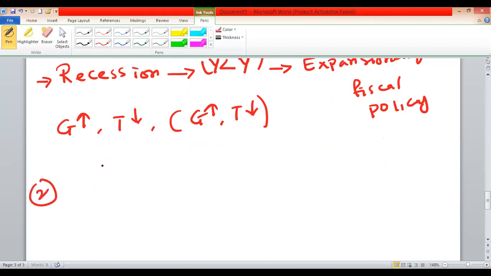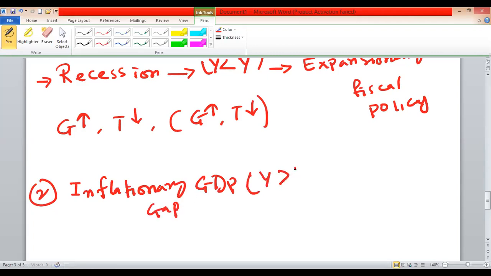Another scenario is whenever there's an inflationary GDP gap, which means when the economy is operating beyond its potential. Because of a shock, aggregate demand has increased beyond the maximum potential, and now this is causing inflation in the economy, which is known as demand pull inflation. So when the economy's demand has increased beyond the supply, it is leading to inflation.